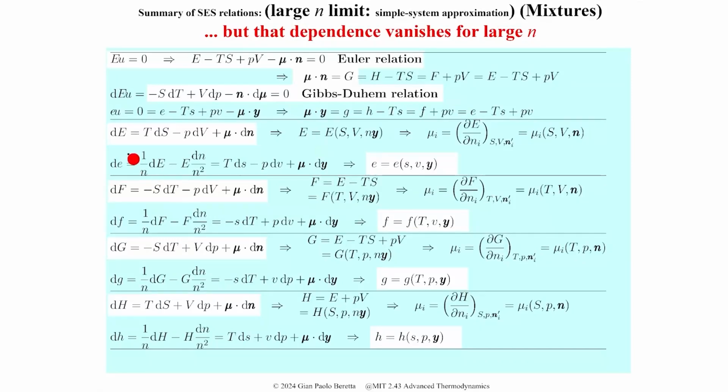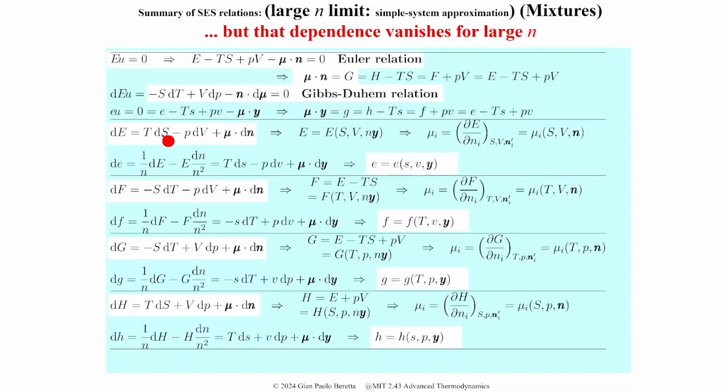Now the various forms, the various differentials of the fundamental relation, or the Legendre transforms of it: Helmholtz, Gibbs, enthalpy. These expressions for the differentials are useful in order to identify, just by inspection, what are the natural variables of these functions.